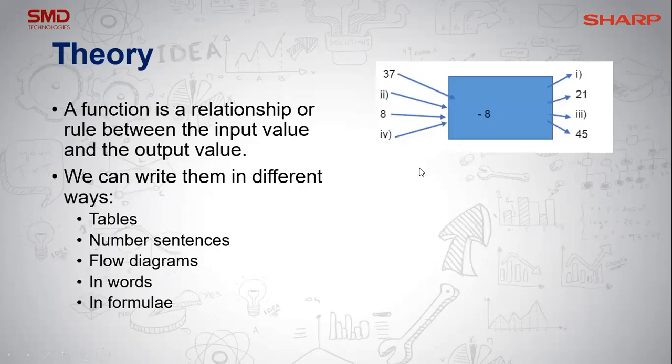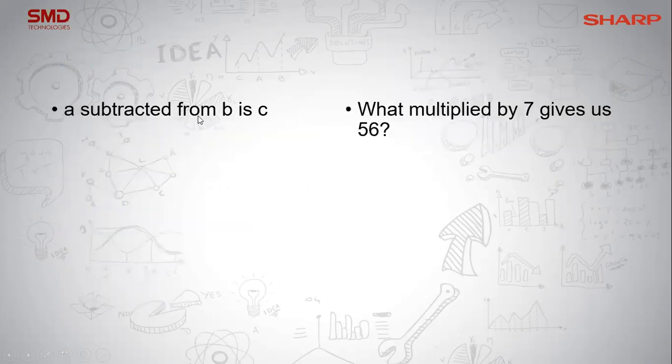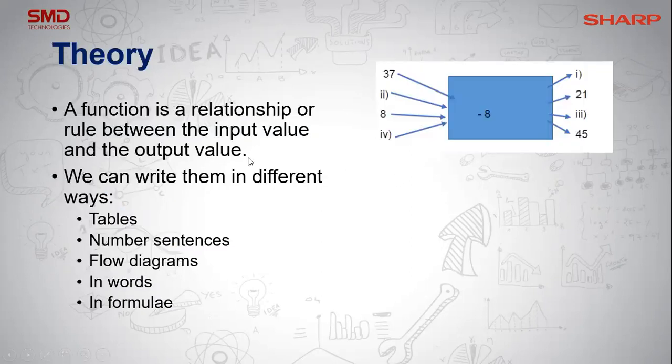Now, functions are relationships between, or a rule between, an input value and an output value. And we can write functions in different ways. We can write them in tables. We can write them in flow diagrams. We can write them as a number sentence where you use a block for the missing piece. You can write them in words, like we did with these examples here. Or we can write them as a formula.